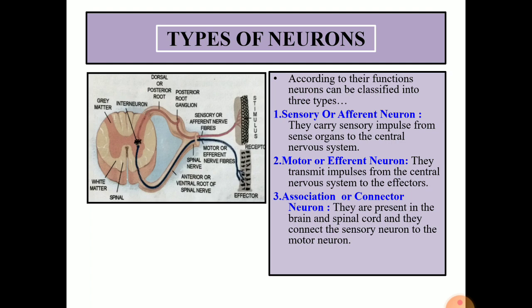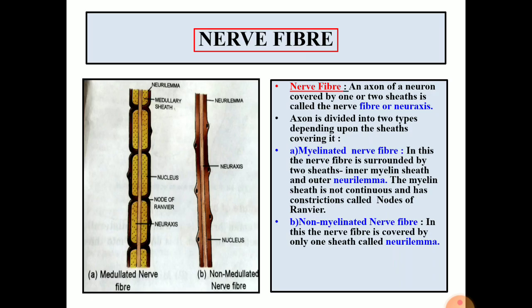Now, the black structure that you see is known as the motor or the efferent neuron. That is, they transmit impulses from the central nervous system to the effector. In between these two, the dark structure in the center is known as the interneuron, also known as association or connector neuron. They are present in the brain and the spinal cord, and they connect the sensory neuron to the motor neuron. Is it clear?